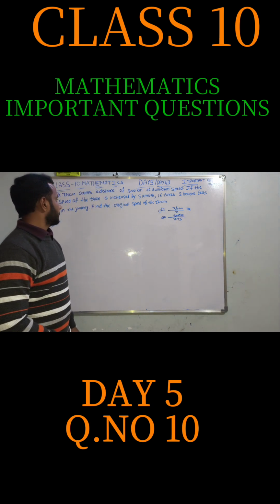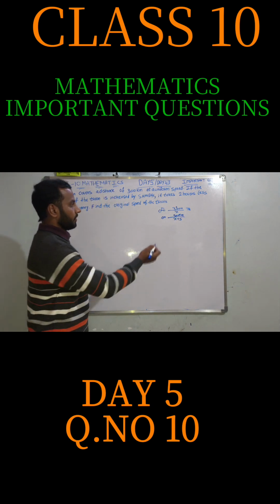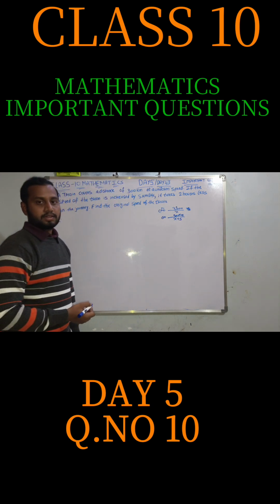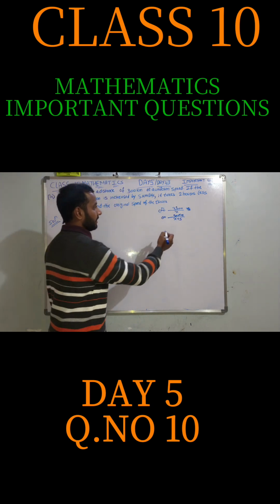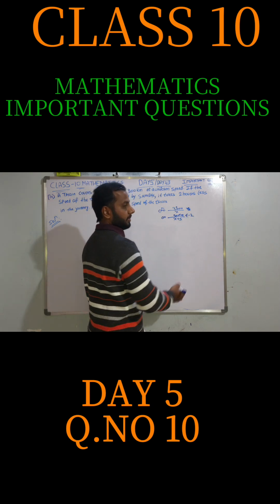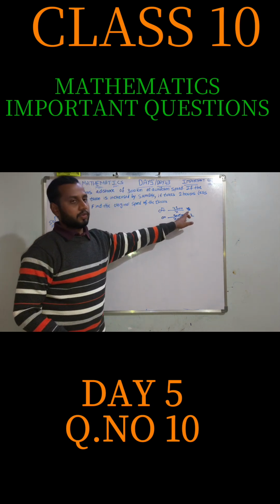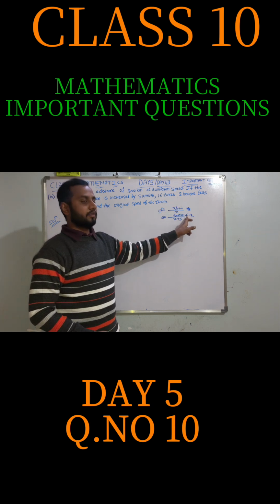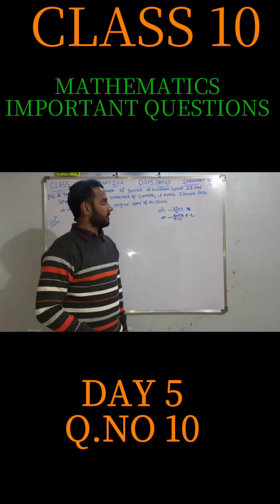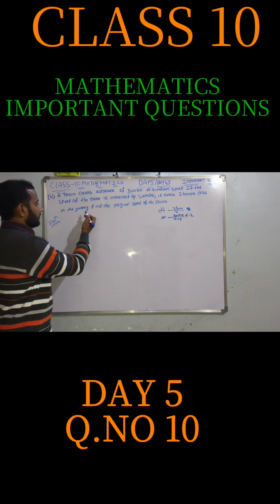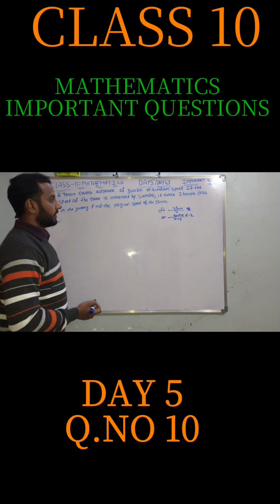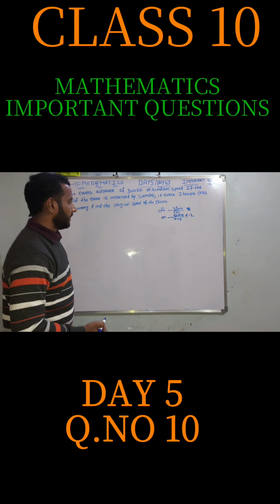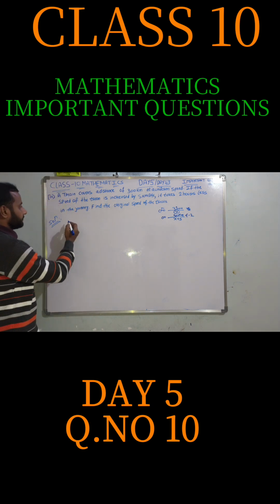It takes 2 hours less in the journey. Before, it was traveling at the first speed, so it took t1 time, then now it will take t1 minus 2 time. Why t minus 2? Before, if it was taking 5 hours to travel the total journey, now it will take 2 hours less, that is 5 minus 2, which is 3. That is the meaning of the question. Now, find the original speed of the train. We need to find the original speed, that is the value of x. Let us solve the equation.